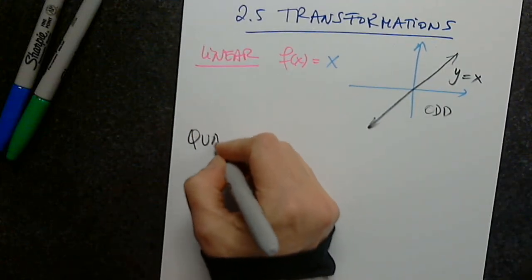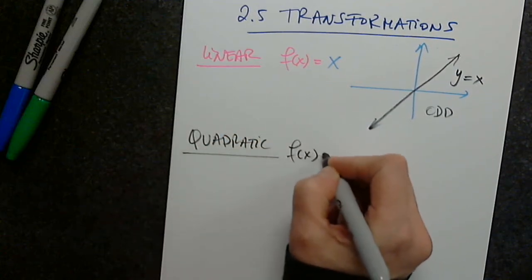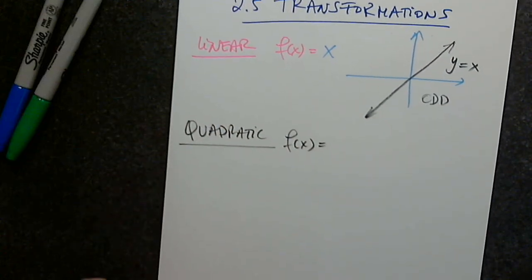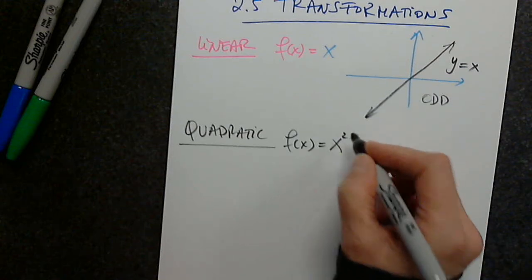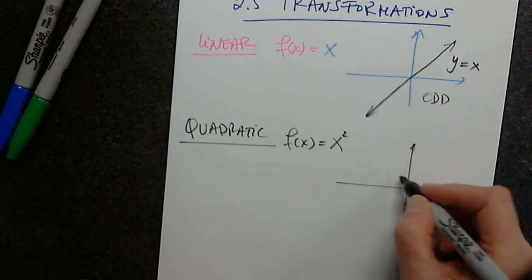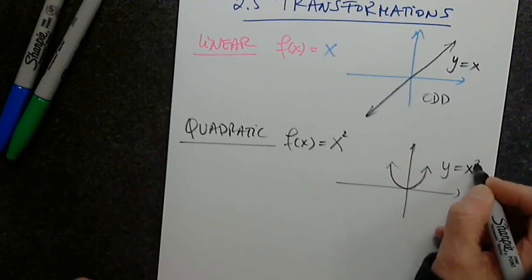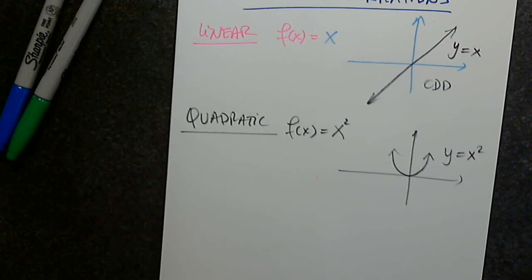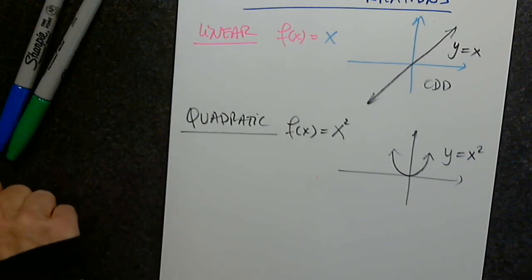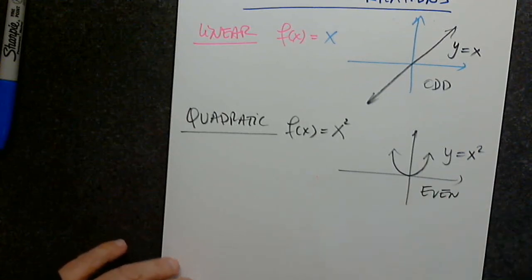Now quadratic. The simplest possible quadratic function, already Blue told us, it's x squared. So here's the graph of x squared. Is this function odd, even, or none of the above? Yes, symmetric with respect to the y-axis, so this function is even. Perfect.